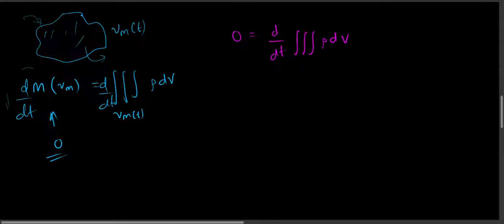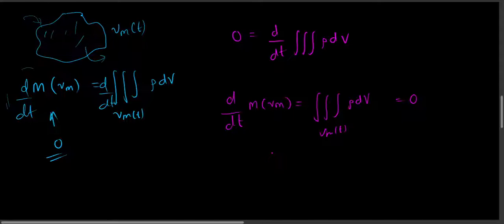So it's actually not quite an equation; the actual equation is given by d by dt of the mass of Vm equals the triple integral over the whole volume of rho dV, right? And this of course should be equal to 0. So this is something which we got by conservation of mass.